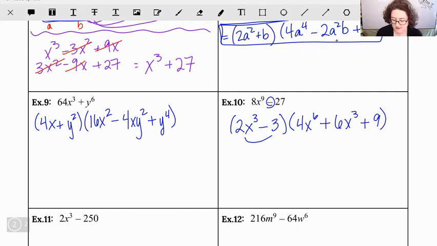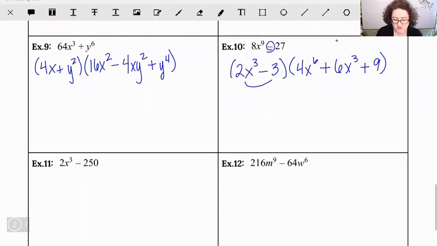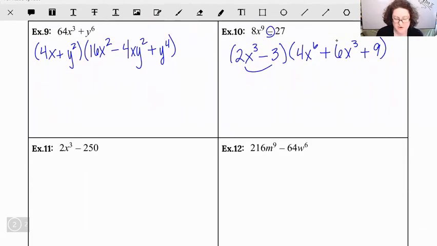Okay, 2 more problems. And again, example 11 is pretty straightforward. It's just a matter of figuring out what, wait a second, 250. I don't know that that's a perfect square necessarily. It's not one that I remember. So check out your other term as well. So 2x cubed. Is there something you can multiply by itself 3 times to make a 2? No, without looking at decimal values, we don't have anything.